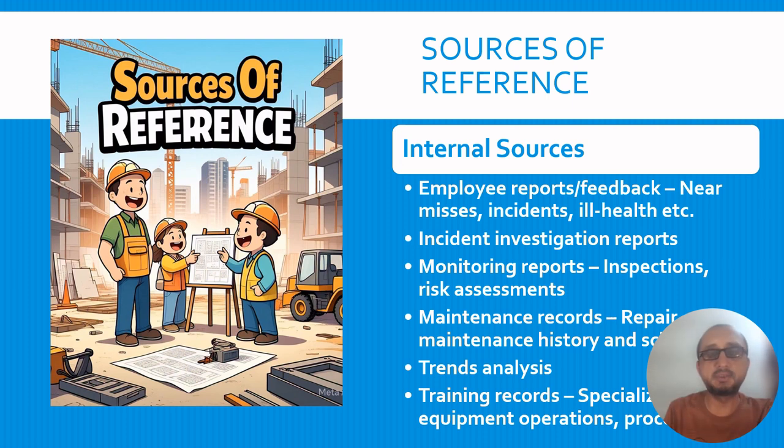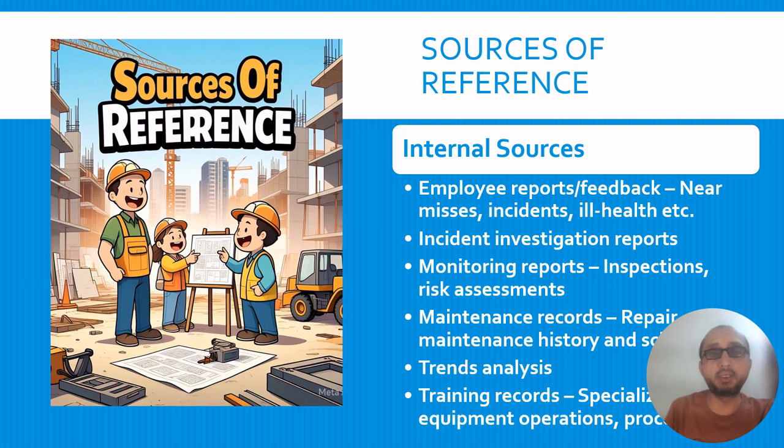Then near miss incidents and ill health stats: you can get information about which factors are causing trouble for you or you need to address. Then other historical data like incident investigation reports and lessons learned, which you can utilize to identify hazards. Then monitoring reports, from inspections and risk assessments, to find out which factors you need to address. Then maintenance records, especially the repair or maintenance of your equipment, to find which conditions or circumstances you need to address.